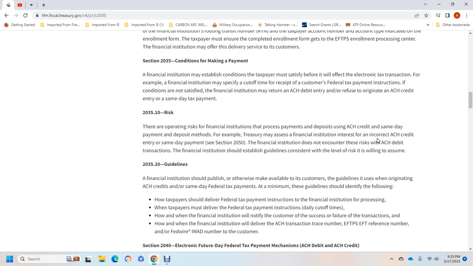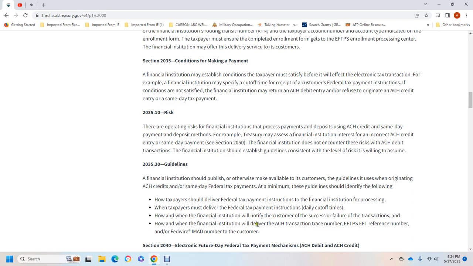Guidelines. The financial institution should publish them or otherwise make them available to customers. Guidelines for those that will originate automatic clearinghouse credits are same day in federal tax payment. At minimum, these guidelines should identify the following: how taxpayers should deliver the federal tax payment instruction, the financial institution's process, when taxpayers must deliver the federal tax payment instructions, daily cutoff times, and how and when the financial institution will notify the customer of success or failure of the transaction.